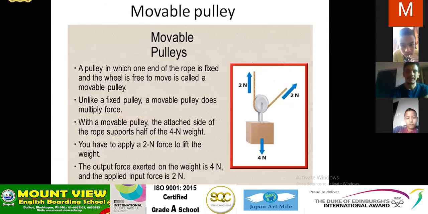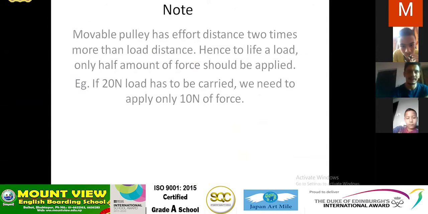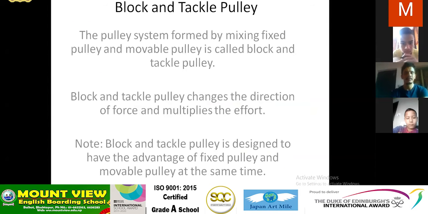These are some figures of the movable pulley. Now this is the block and tackle pulley. Let me repeat again for the last time. As I told you earlier, it is a pulley system formed by mixing two pulleys. The first one is the movable pulley, and the second one is the fixed pulley. When these pulleys are combined, a new pulley system is formed. That new pulley system is called the block and tackle pulley.